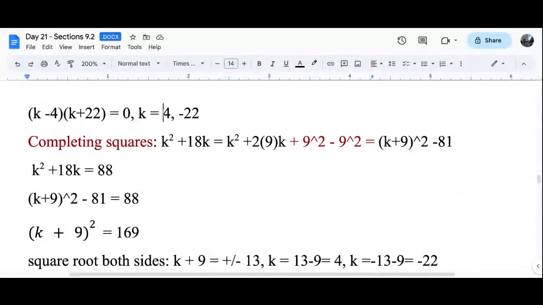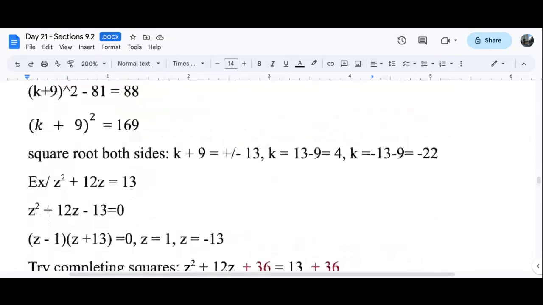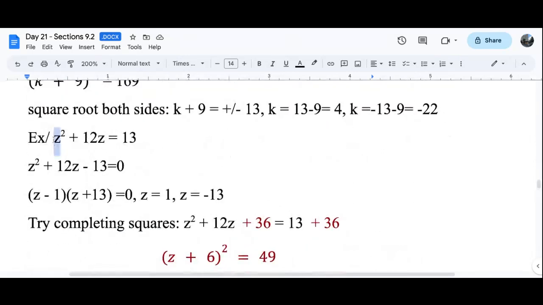Anyone has any question? Right? We just focus on the square term and the k term. We divide the coefficient of k by 2. 18 divided by 2, that's 9. So we just add 9 squared, subtract 9 squared. Well, let's see this one.